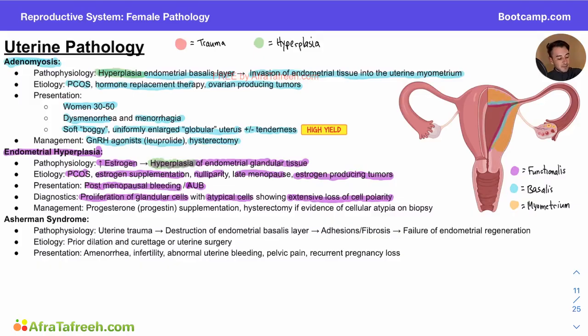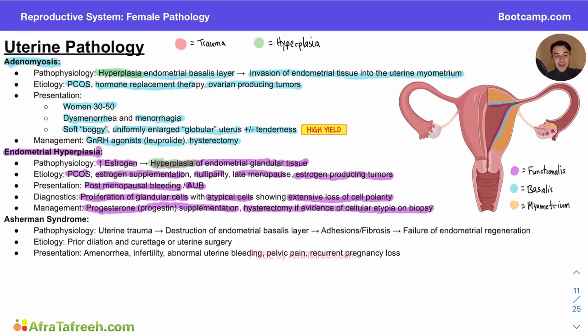In terms of our management, we can use progesterone supplementation like progestin because this is going to combat the growth causing effects of estrogen. So if we give them progesterone, it's going to combat and kind of rebalance out that hormonal balance that we talked about a lot in our videos on the menstrual cycle. We can also move to hysterectomy if there's evidence of cellular atypia that is concerning for malignancy.